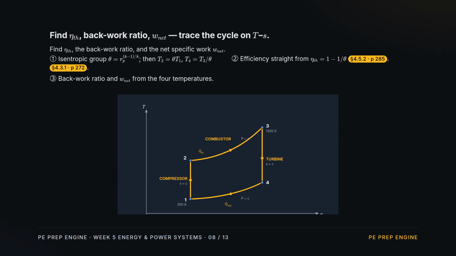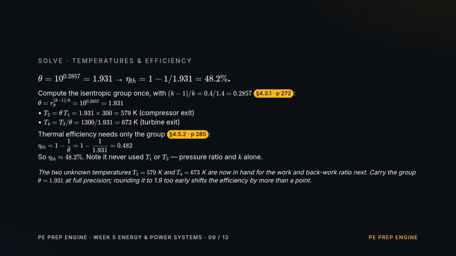The plan: compute the isentropic group RP to the K-1 over K. Get the 2 unknown temperatures. Take efficiency straight from 1 minus 1 over that group. Then, the back work ratio and net work from the 4 temperatures. Compute the isentropic group once. RP to the K-1 over K is about 1.931. Multiply T1 by it for the compressor exit, 579 Kelvin. Divide T3 by it for the turbine exit, 673 Kelvin. Thermal efficiency is just 1 minus 1 over that group, about 48.2%. Notice it never touched the inlet temperatures, just the pressure ratio and the specific heat ratio alone.